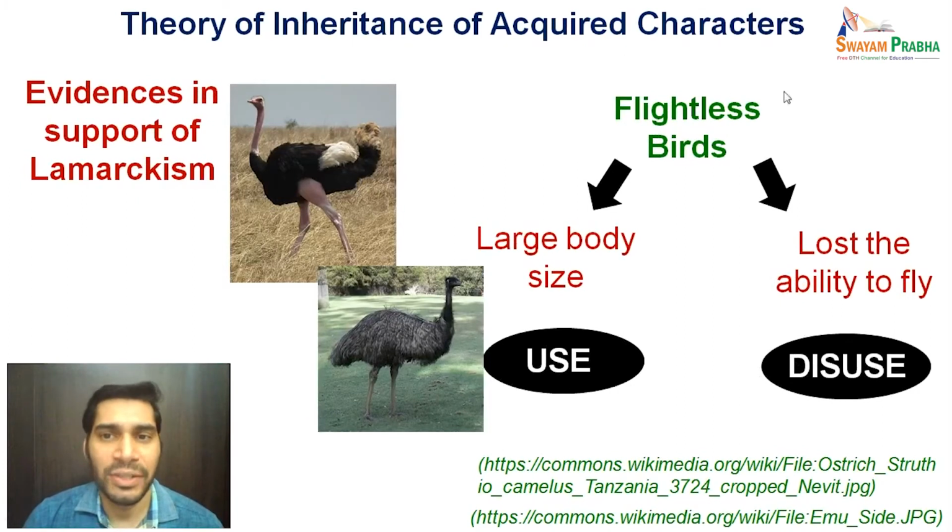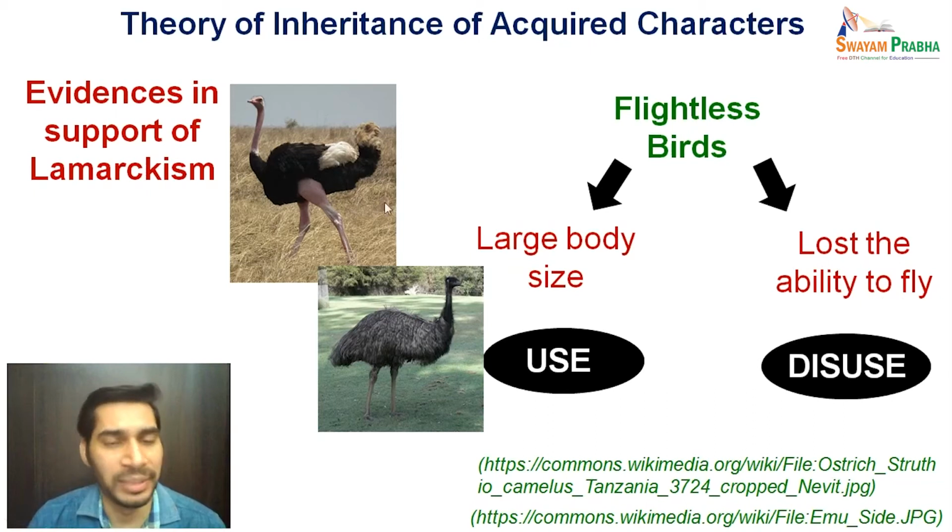Another example which we can discuss is of the flightless birds. You might have seen flightless birds like the emu or the ostrich. This is emu, this is ostrich. You might have observed they have a large body size as compared to other birds. But they do not fly. The birds which do fly have a smaller body size, which is an adaptation to flight. Whereas these birds, since they do not fly, have a large size and do not have wings to fly.